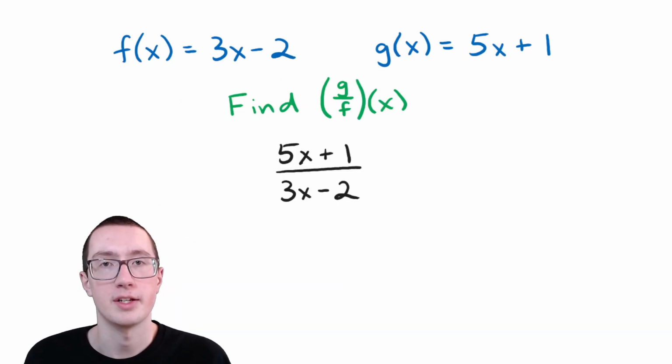But there's one more thing we need to do. With all the other ones, we could put in any number for x. It doesn't matter what we put in. But there's actually one number that we can't put in for x in this. Can you figure out what it is? Look at the bottom here.